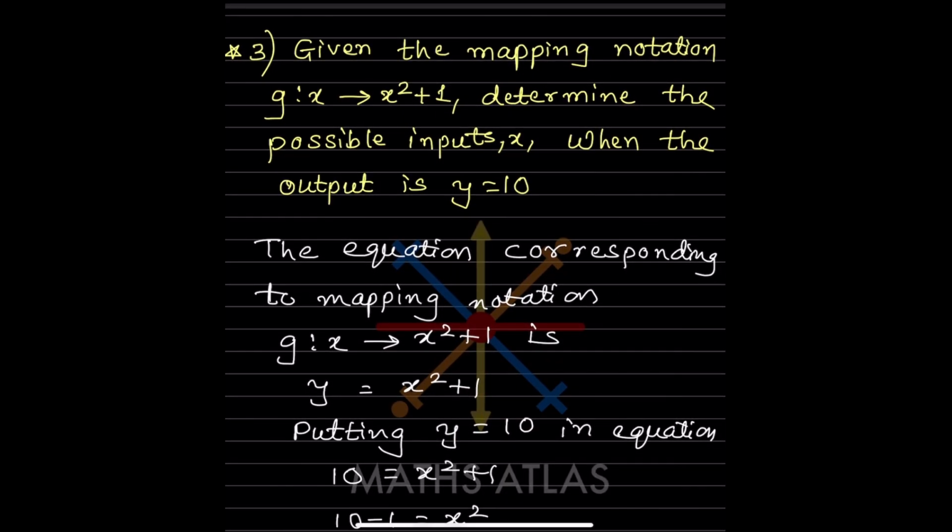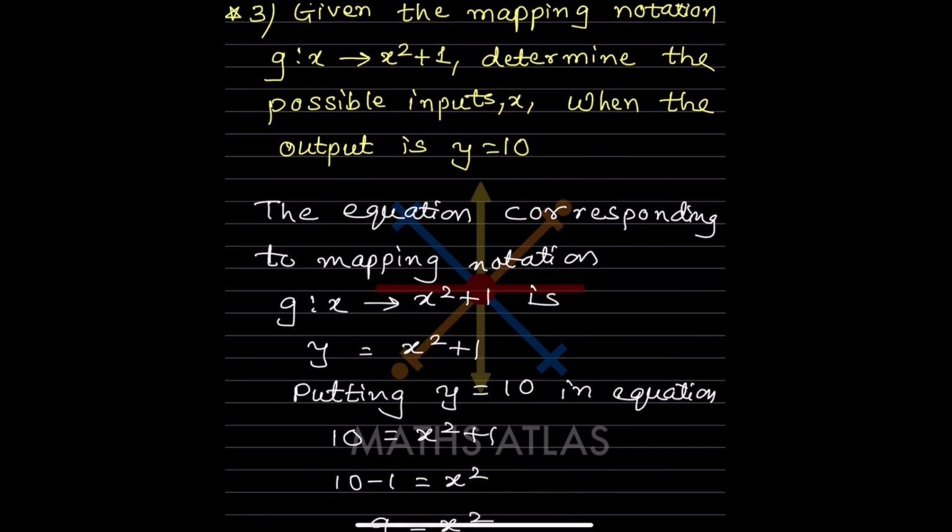Now here, given the mapping notation, g of x is equal to x square plus 1, and determine the possible inputs x when the output y is equal to 10. So now look here, the equation corresponding to the mapping notation is given.